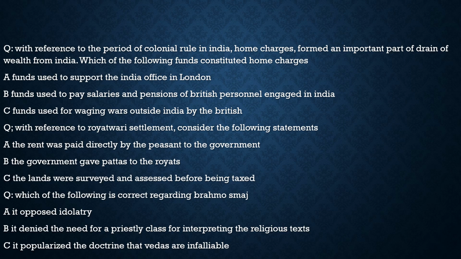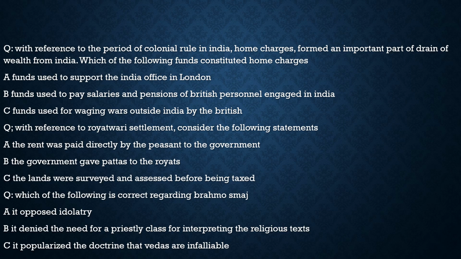Coming to another question, it says: with reference to the Ryotwari settlement, consider the following statements. A, the rent was paid directly by the peasant to the government, 100% correct. B, the government gave pattas to the ryots, 100% correct. C, the lands were surveyed and assessed before being taxed, 100% correct. So for this second question with reference to the Ryotwari settlement, all three options are correct.